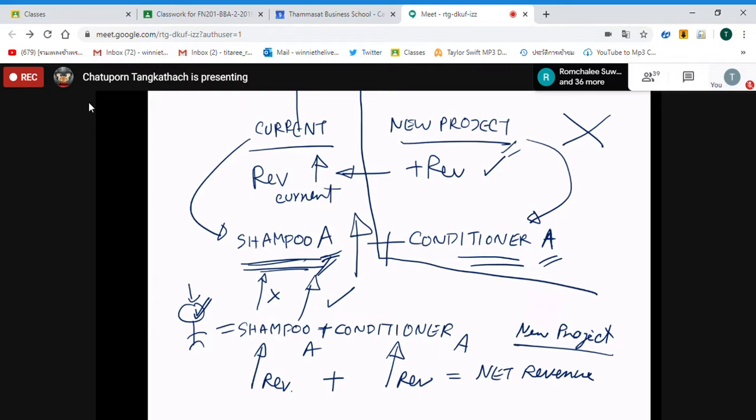Okay, any question for this one? Is it okay? Any question for externalities before I go to the next concept?